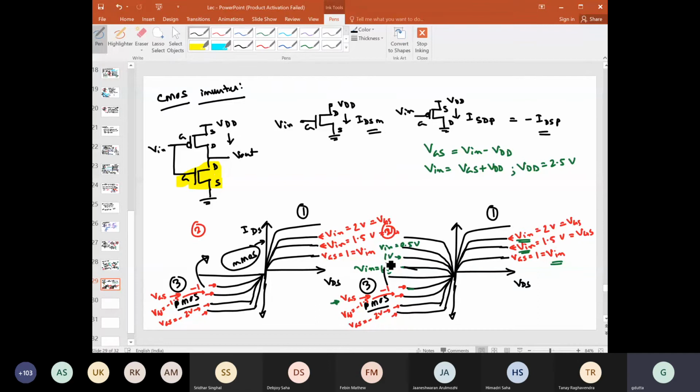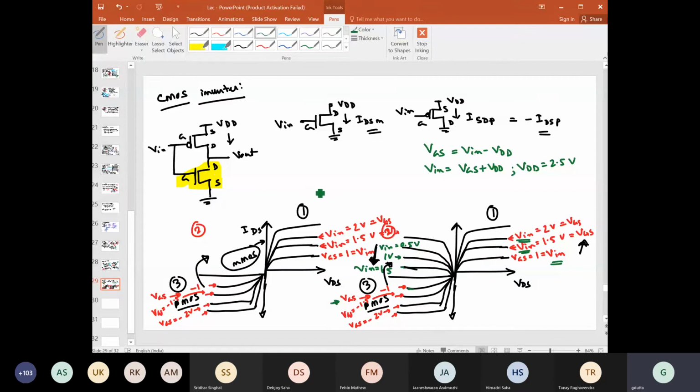The idea is that, see here, if you are increasing the V in, the current is actually falling down, right? But for here, if you are increasing the V in, the current is actually rising, right? Have you got the basic idea? With increasing V in, the current for the PMOS is falling, whereas the current is increasing for this NMOS. Yes, sir. Okay. Then still this PMOS is on this side and NMOS is on this side.